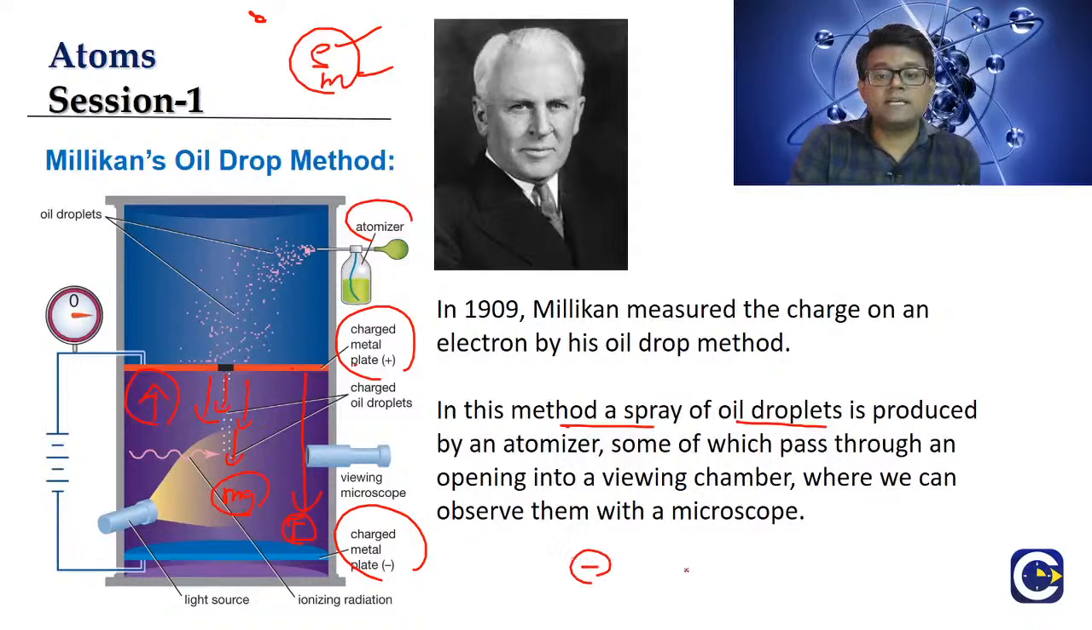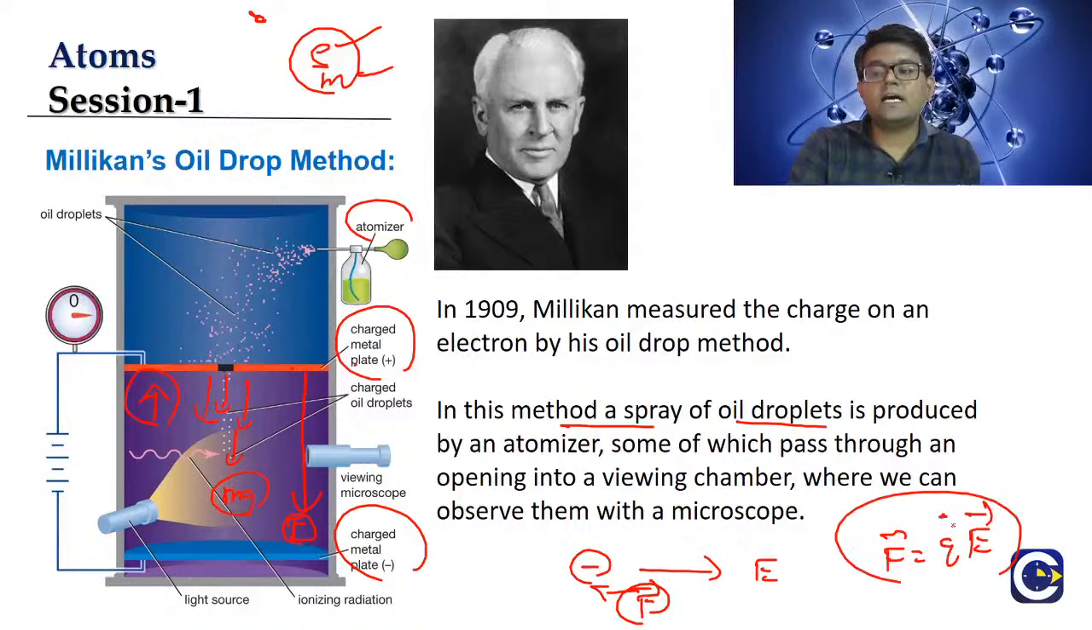Because for a negative charge, for example, if the field is towards the right side, the negative charge will experience a force towards the left side. Why? Because what is the formula? F is equal to Q into E vector. If the charge is negative, the direction of the force acting on the charged particle will be opposite to field direction. Now since the field is downwards, the electrostatic force acting on the oil drops, because oil drops are carrying the charge, will be acting upwards.